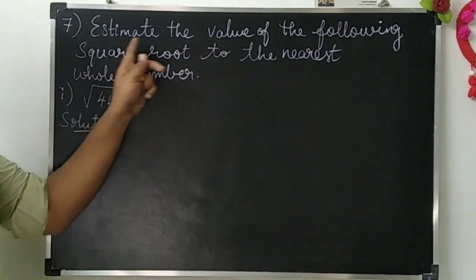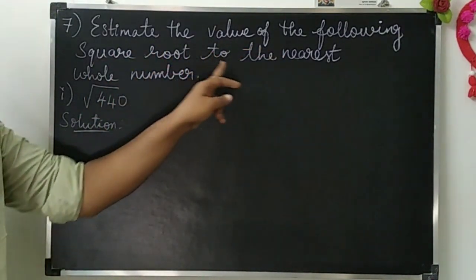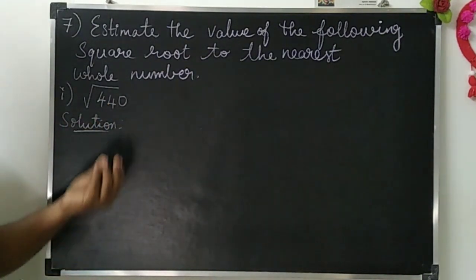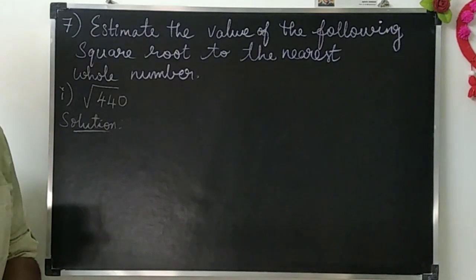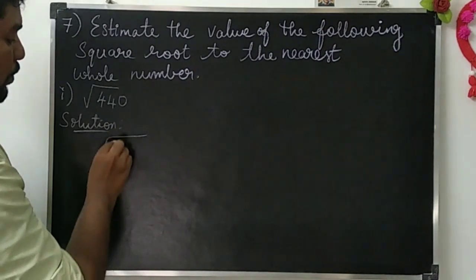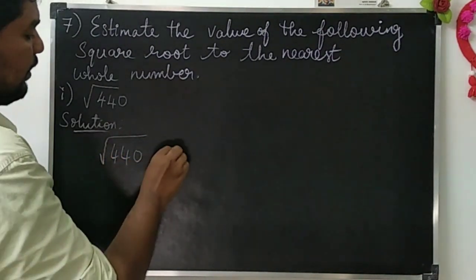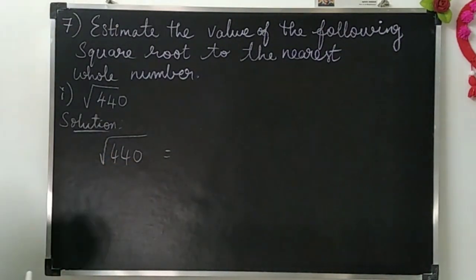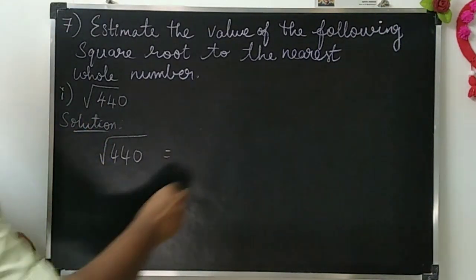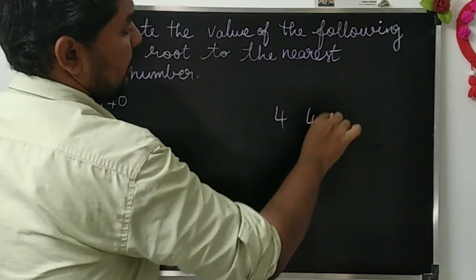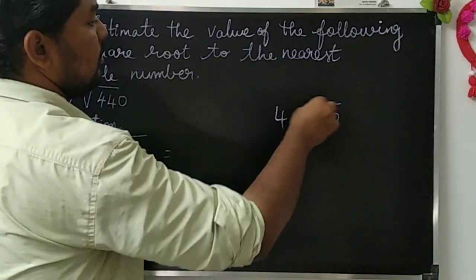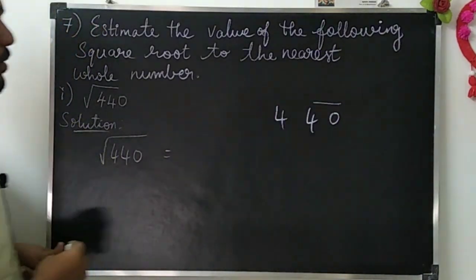Question number 7. Estimate the value of the following square root to the nearest whole number. They are asking for the square root value using estimation, not the long division method or prime factorization method. So the given number is square root of 440. A lot of steps are used in estimation. Just I explain, listen. The given number is 440. The number of digits is odd. If you pair, 4 does not have a pair.